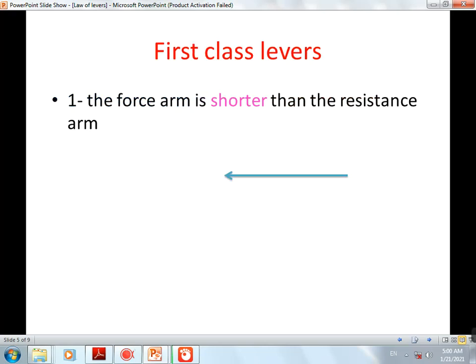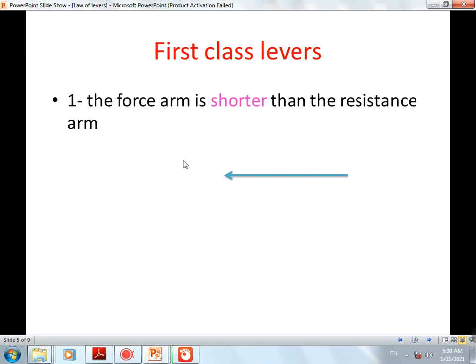Law of levers and conservation of effort. We have learned that there are 3 types of levers: first class lever, second, third.